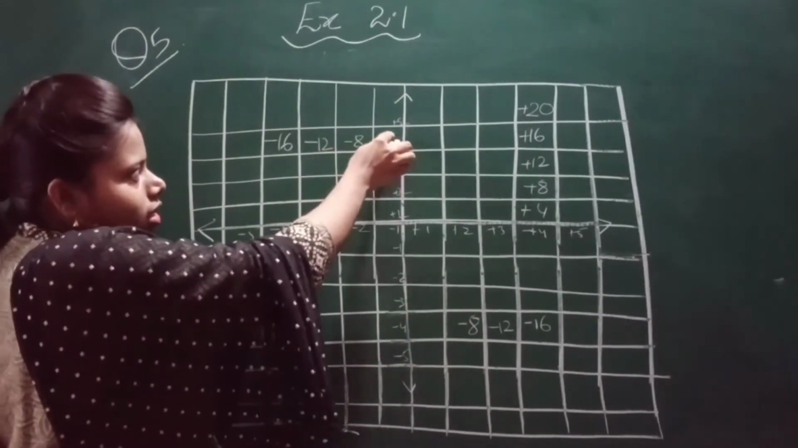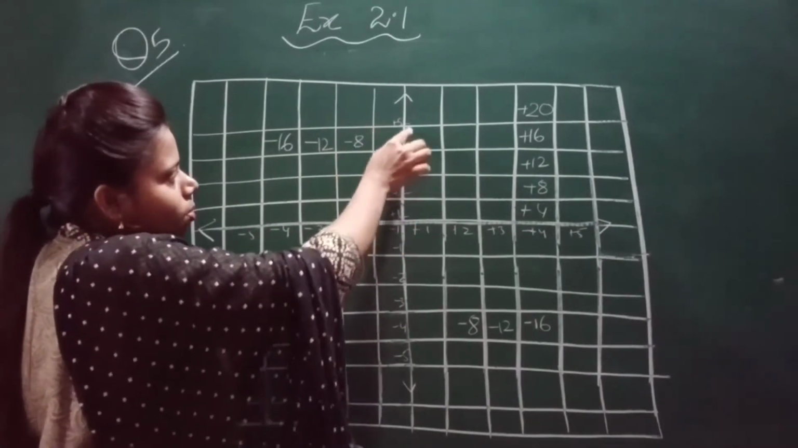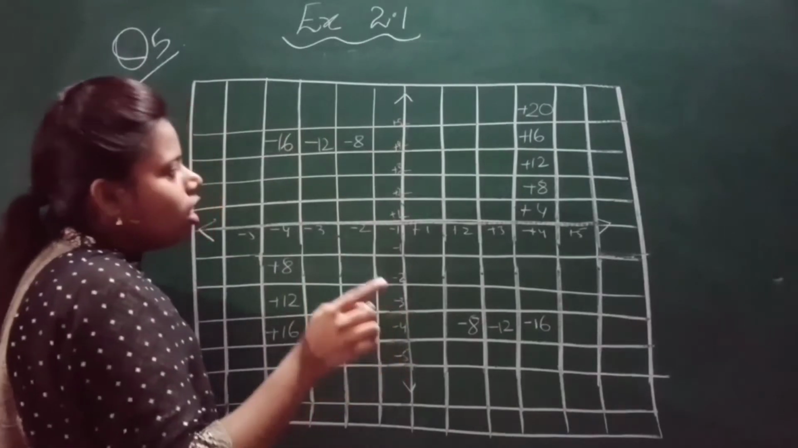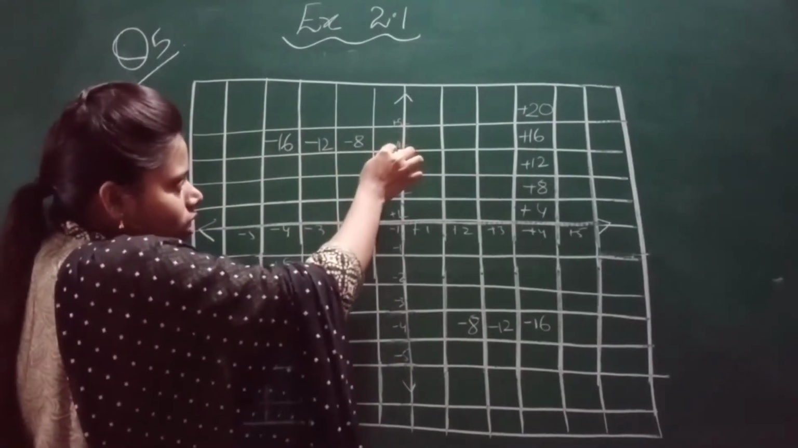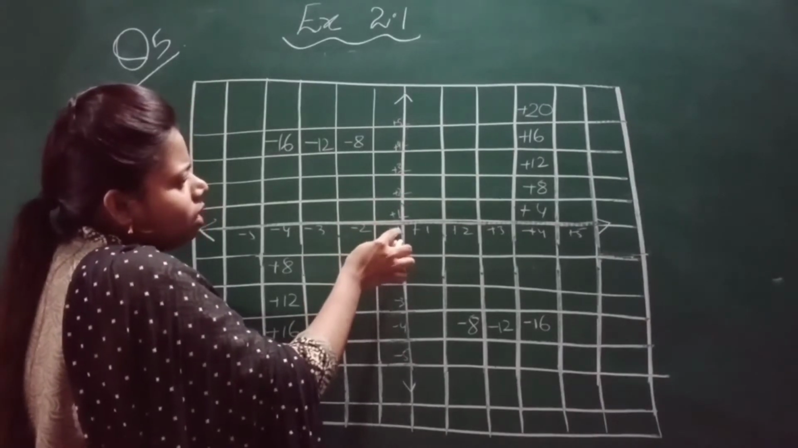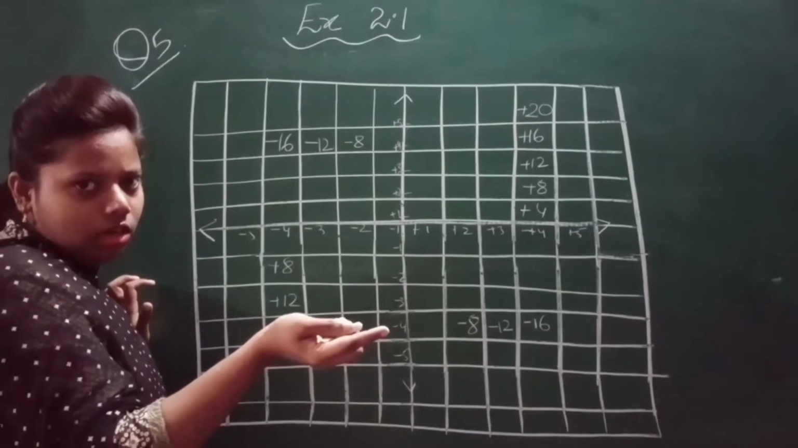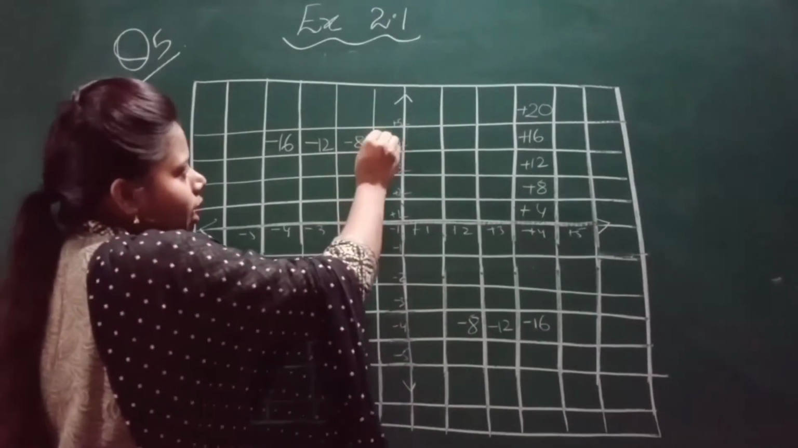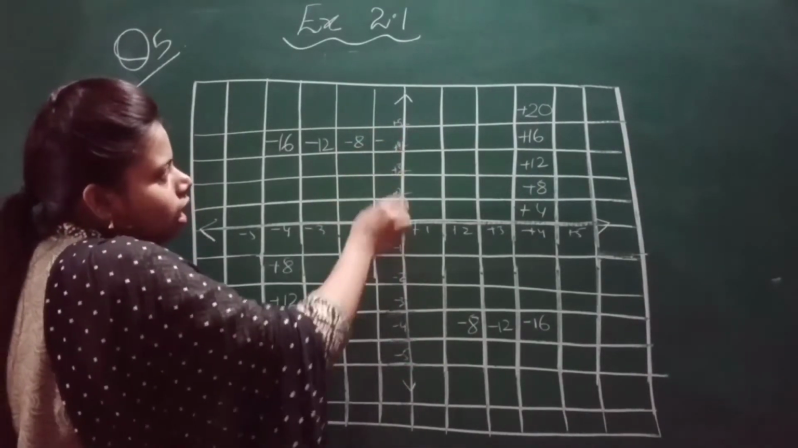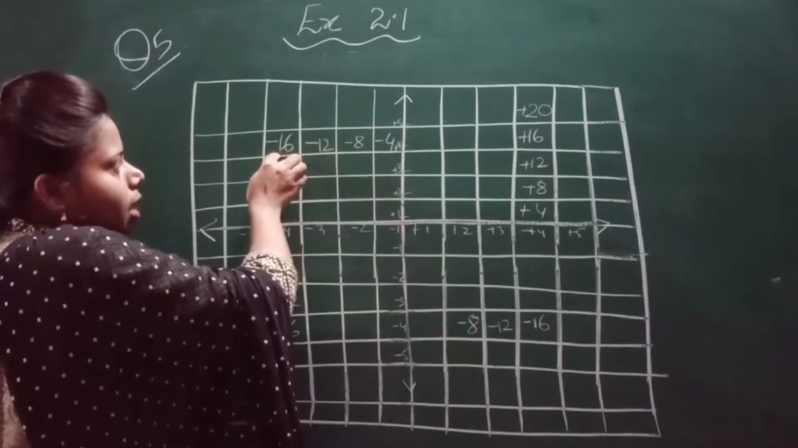Now see here, this box is not empty. In your book you might be thinking that plus 4 is there. That plus 4 is for this y-axis. Now let us multiply this. This one is plus 4. When this plus 4 gets multiplied by this minus 1, what will we get? Plus 4 into minus 1: plus minus is minus, and 4 ones are 4. So you can see here minus 4, minus 8, minus 12, minus 16.